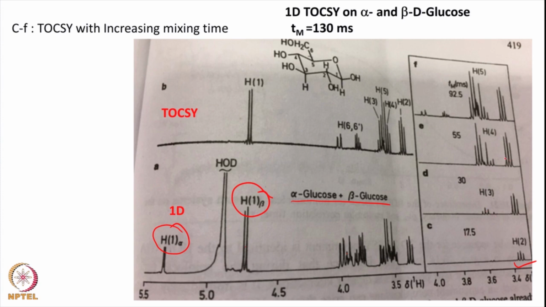Similarly, we are getting 2, 3, 4, 5, and if we keep increasing we can get everything. So, by increasing the mixing time, we can assign which proton is closer to proton 1. The nearest one appears at a shorter mixing time, the farthest one will appear at a longer mixing time. So, we can see the relay in the magnetization transfer from 1 to 2 to 3 to 4 to 5 and 6, and that is the beauty of this experiment.